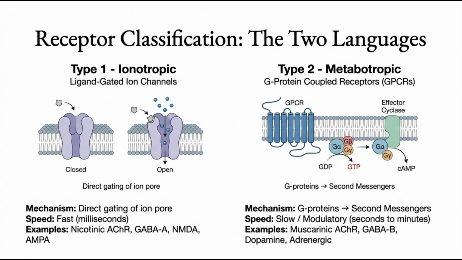It's interesting that dopamine is almost entirely metabotropic. It is, and that explains a lot about why dopamine affects mood and drive and motivation rather than, say, immediate muscle twitches. You don't twitch with happiness. You experience a prolonged shift in your brain's state. That's a metabotropic effect.